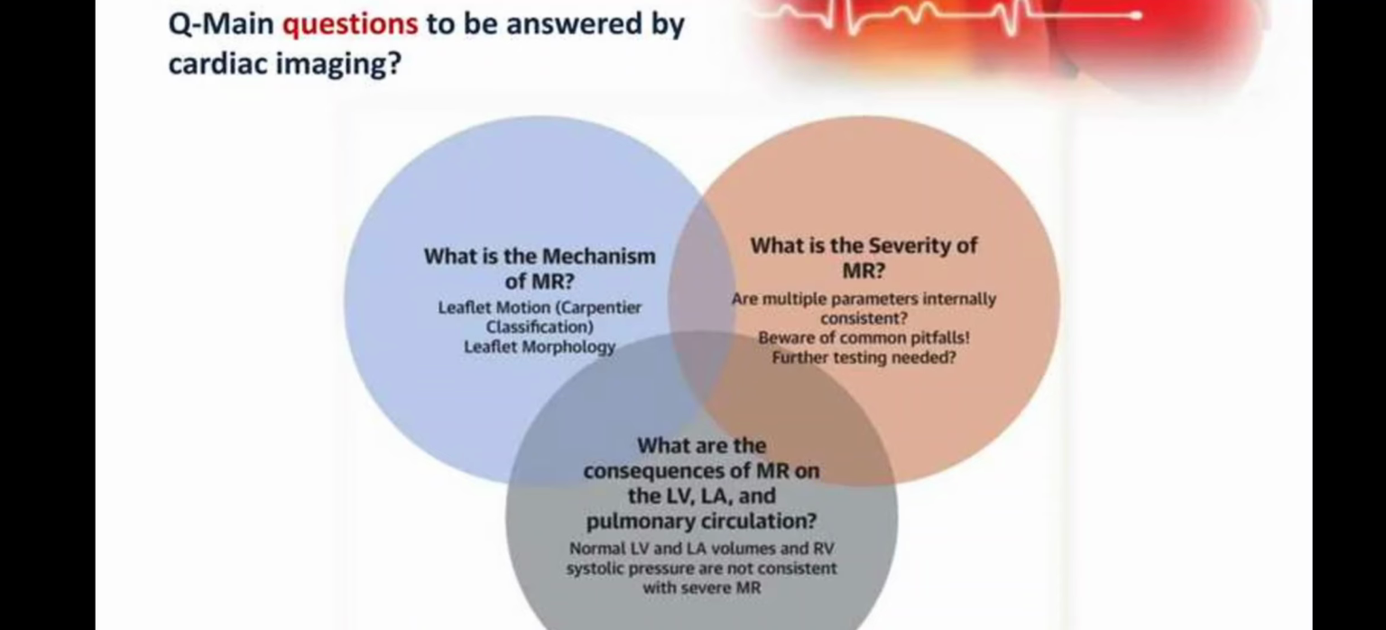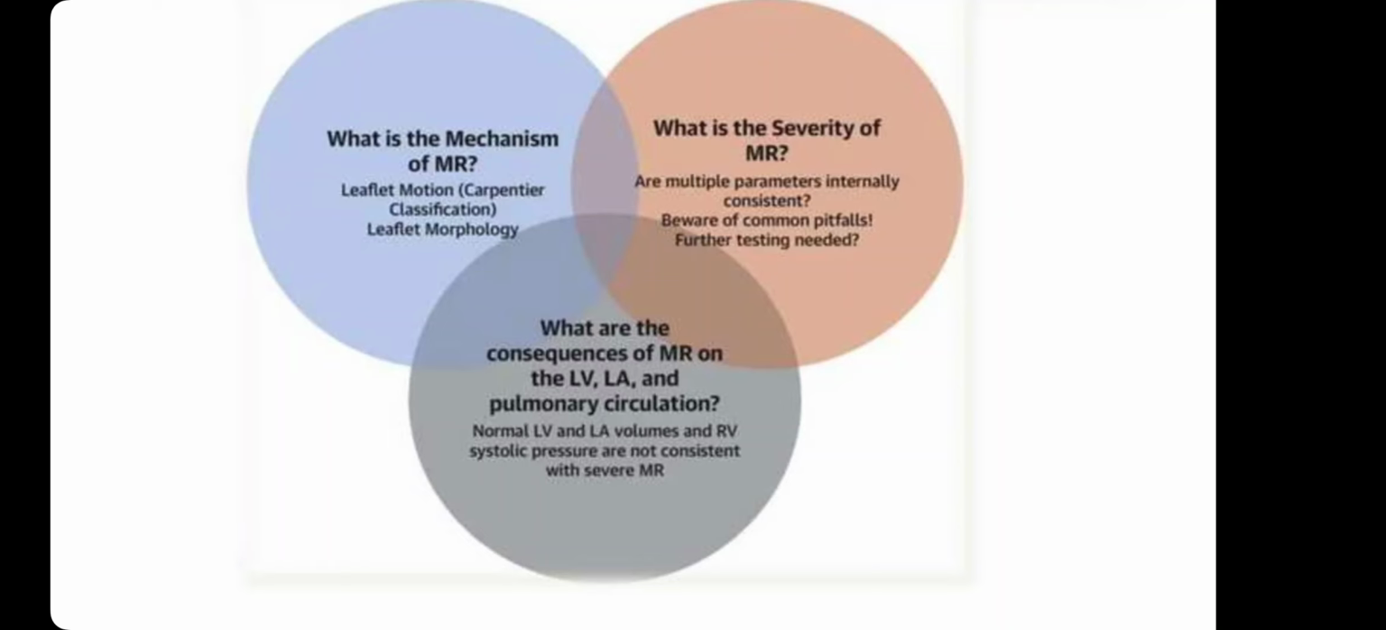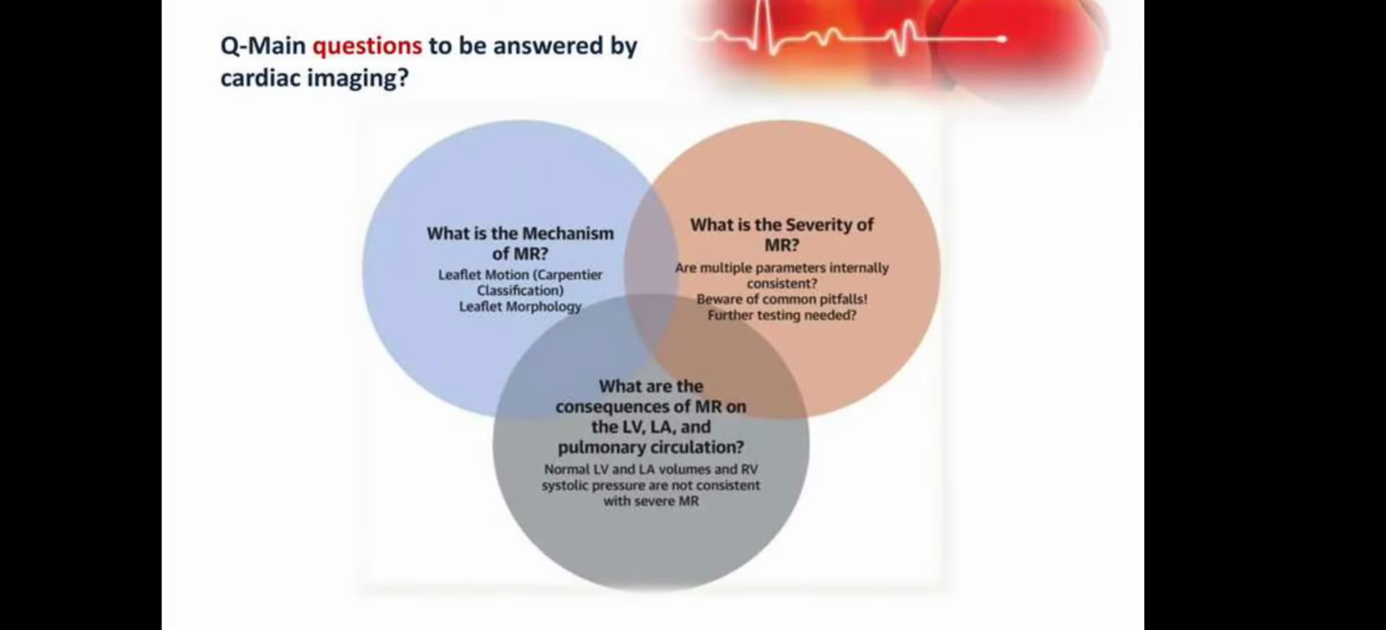Beware of the common pitfalls. Is further testing needed or not? What are the consequences of MR on the LV, LA and pulmonary circulation? Normal LV and LA volumes and RV systolic pressures are not consistent with severe MR.